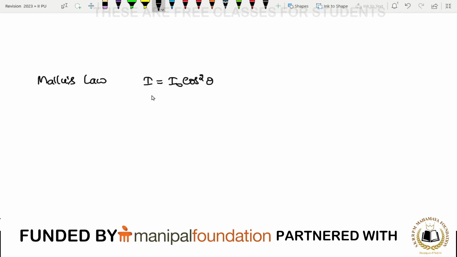I is the intensity of the polarized light. I naught is the intensity of light incident on the analyzer, from the first polaroid. Theta is the angle between the analyzer and the polarizer. I is equal to I naught when theta is equal to 0. And I is equal to 0 when theta is equal to 90 degrees. Only transverse waves can be polarized. Longitudinal waves, that is sound waves, cannot be polarized. Light waves are transverse waves, therefore they can be polarized.